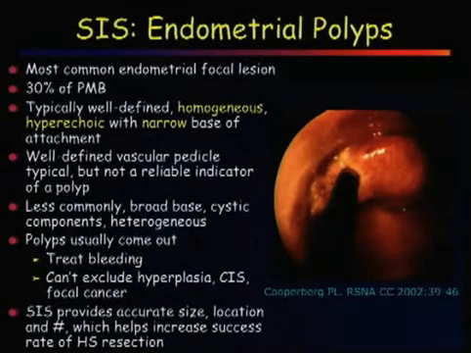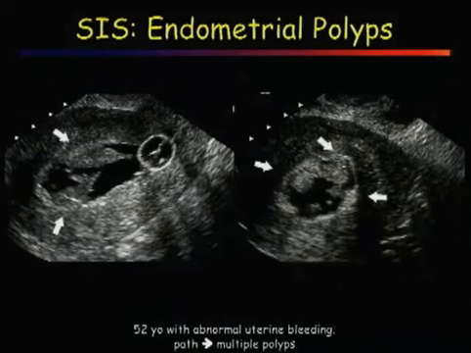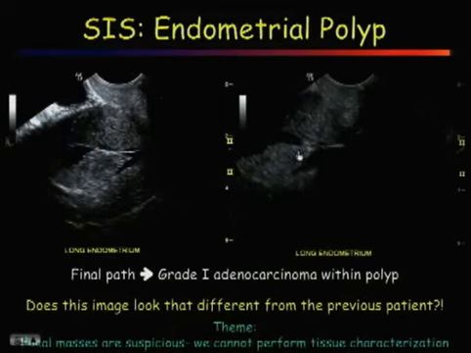So in terms of pathology, we'll start with endometrial polyps. They're typically homogeneous, hyperechoic with a narrow base. They account for about 30% of postmenopausal bleeding. And what you want to do is tell your gynecologist how many there are, where they are, what the base of attachment is. So we have longitudinal and coronal planes and multiple polyps. And again, we can't make histodiagnosis.